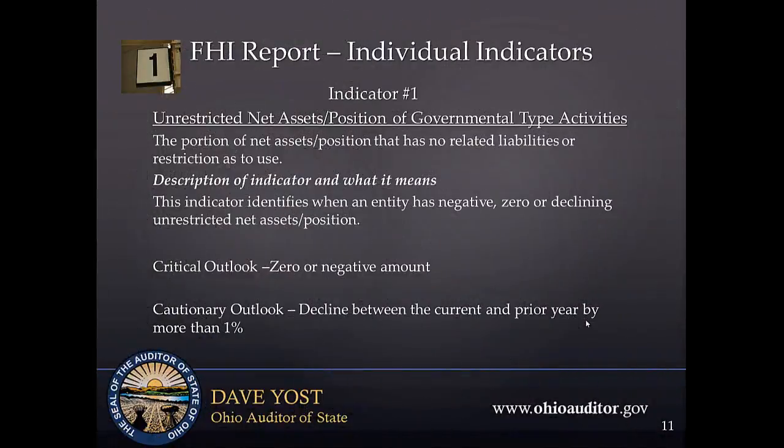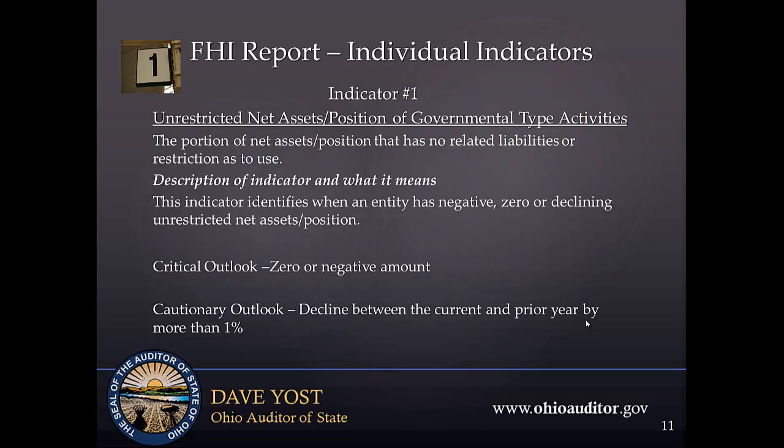So let's start with the individual indicators. Indicator 1 is the unrestricted net asset or position of the governmental type activities. This is the portion of net assets that has no related liabilities or restrictions to use. This indicator identifies when an entity has negative, zero, or declining unrestricted net assets or position. This is important because although unrestricted net assets or position may not be in liquid form, it is important to have net assets or position available and unrestricted as to use.